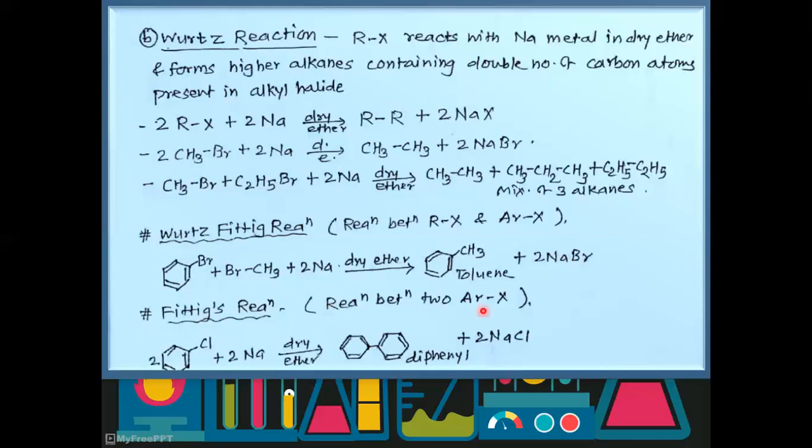Now the Fittig reaction. It is a reaction between two aryl halides. Two molecules of chlorobenzene plus 2 sodium in the presence of dry ether. Both benzene rings get bonded with each other. So this is diphenyl plus 2 NaCl.